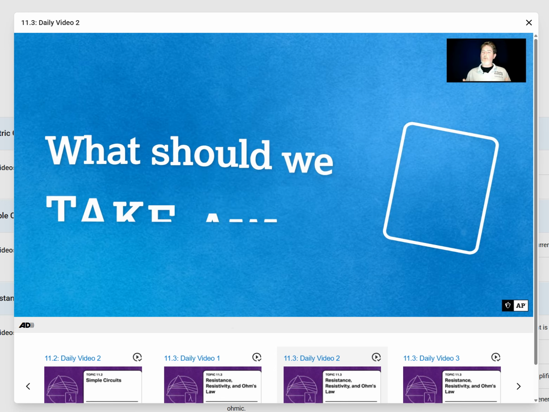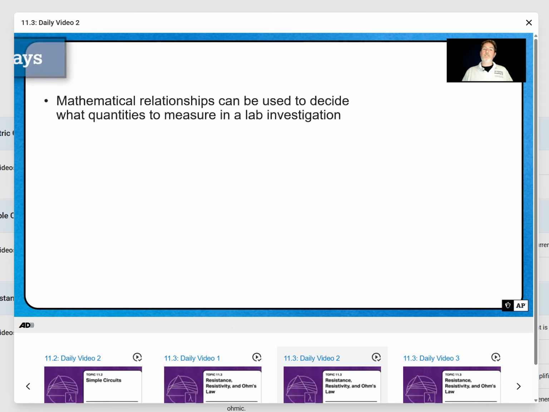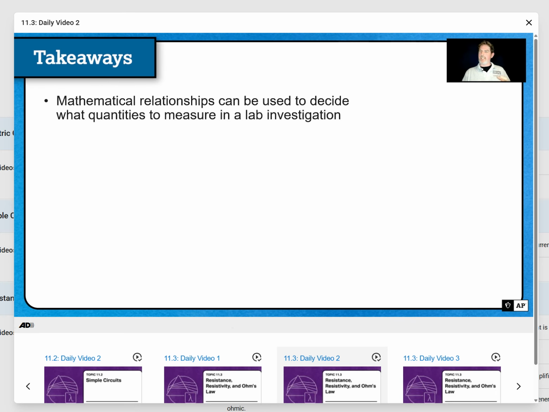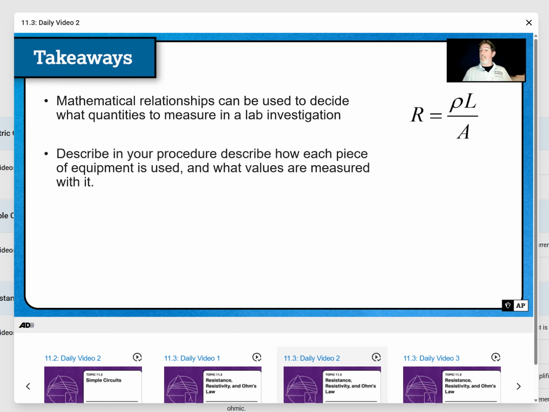So what should we take away from resistivity in the lab? First, you always start with a mathematical relationship that kind of guides you on what quantities to keep constant and which quantities you will vary. In this case, we use resistance as our dependent variable, the one that changed in response to us changing either length or area. Never change two variables in the same lab setup. Choose one variable to change.